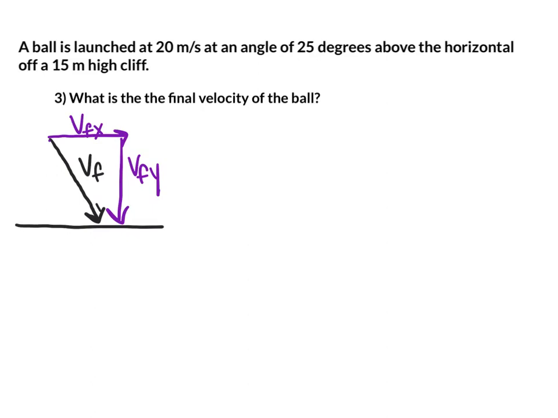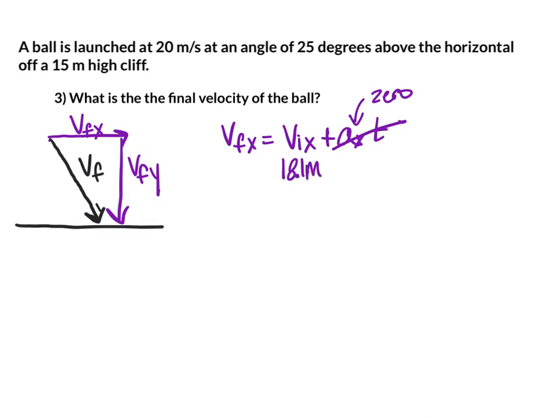So for VFX, that's an easy one. You're going to use formula 3 on your formula sheet, which is your final velocity, in this case in the x direction, equals your initial velocity in the x direction plus your horizontal acceleration times time. Now, if you're thinking ahead, you know that this is 0, so that cancels, meaning your final is your initial. So we initially had a velocity of 18.1 meters per second. I just put the decimal in the wrong spot. So that is also your final horizontal velocity. So I'm going to write that 18.1 up here.